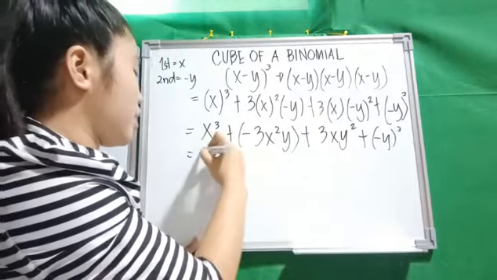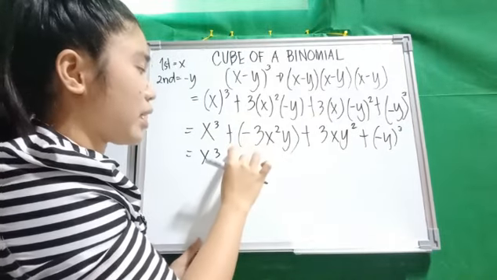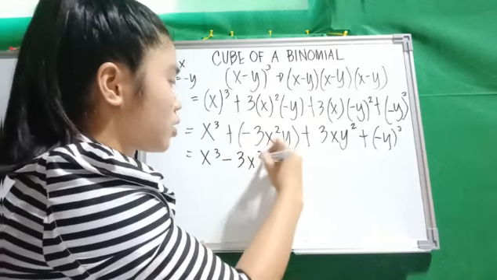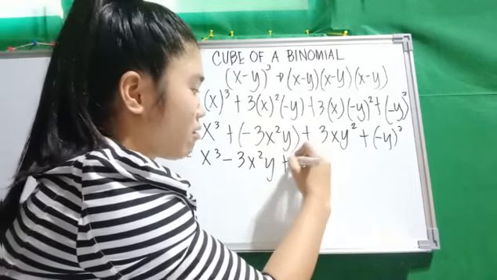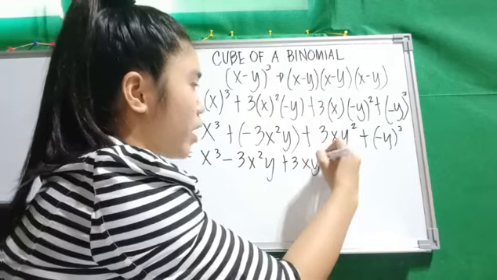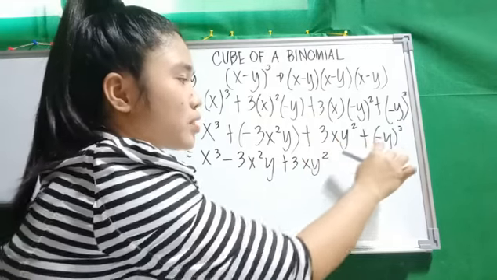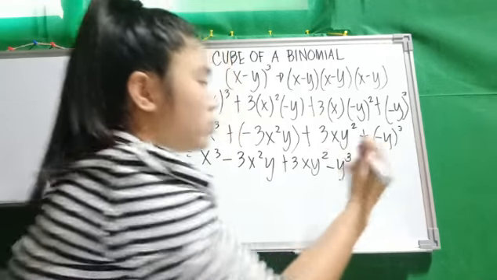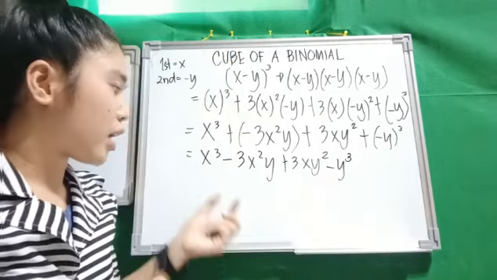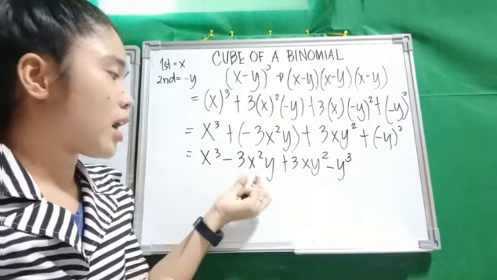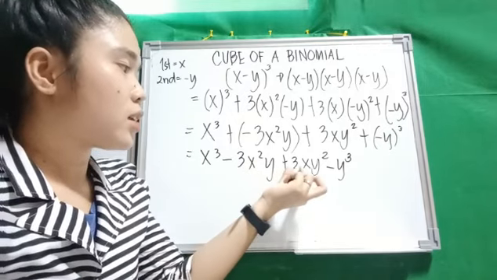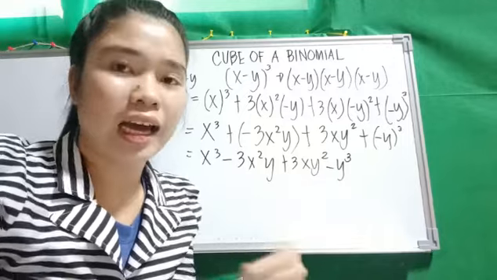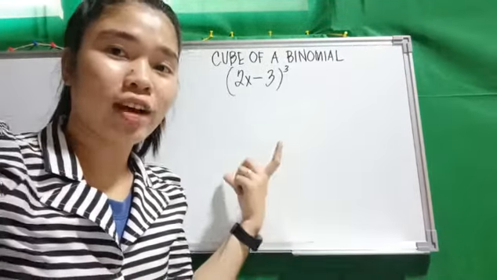So, we have x cube. Ito, i-times lang natin. Positive times negative will give us negative 3x square y. Ito, positive 3xy square. Then, ito, i-times ulit natin. Positive times negative will give us negative y cube. So, yung ating final na sagot na dyan ay x cube minus 3x square y plus 3xy square minus y cube. So, ganun lang siya kadali. Yun, let's have another example.